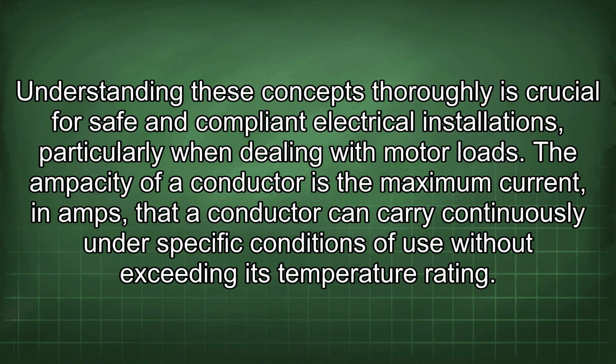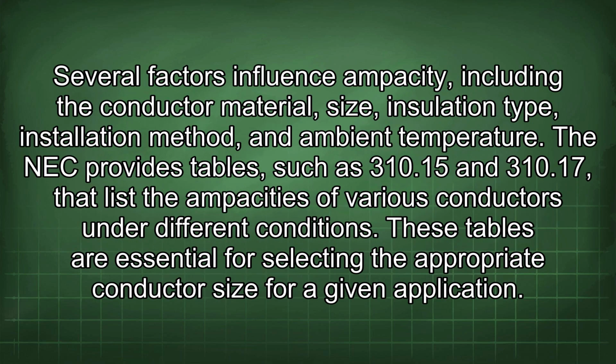The ampacity of a conductor is the maximum current, in amps, that a conductor can carry continuously under specific conditions of use without exceeding its temperature rating. Several factors influence ampacity, including the conductor material, size, insulation type, installation method, and ambient temperature. The NEC provides tables such as 310.15 and 310.17 that list the ampacities of various conductors under different conditions. These tables are essential for selecting the appropriate conductor size for a given application.